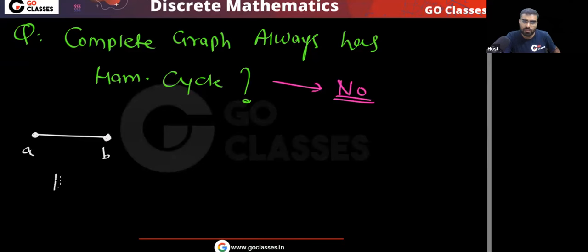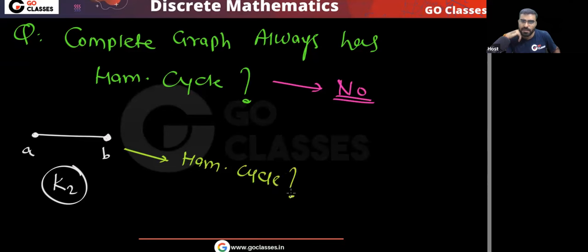Consider this K2, the complete graph on 2 vertices. Is there any Hamiltonian cycle? Can you give me a Hamiltonian cycle here? You start at some vertex, you visit every vertex exactly once, and then you come back. Let me know. There is no Hamiltonian cycle here.